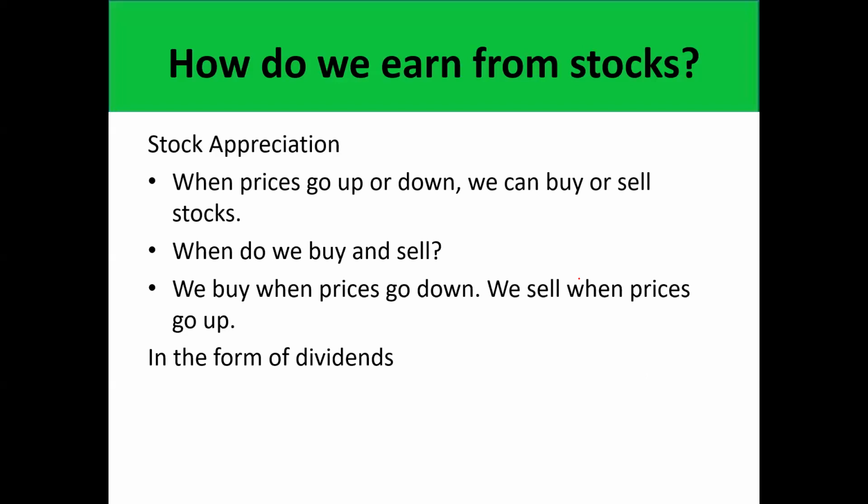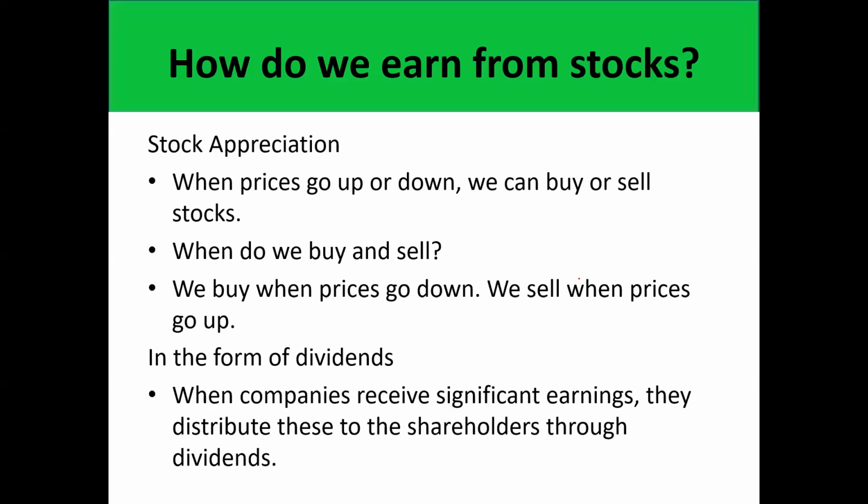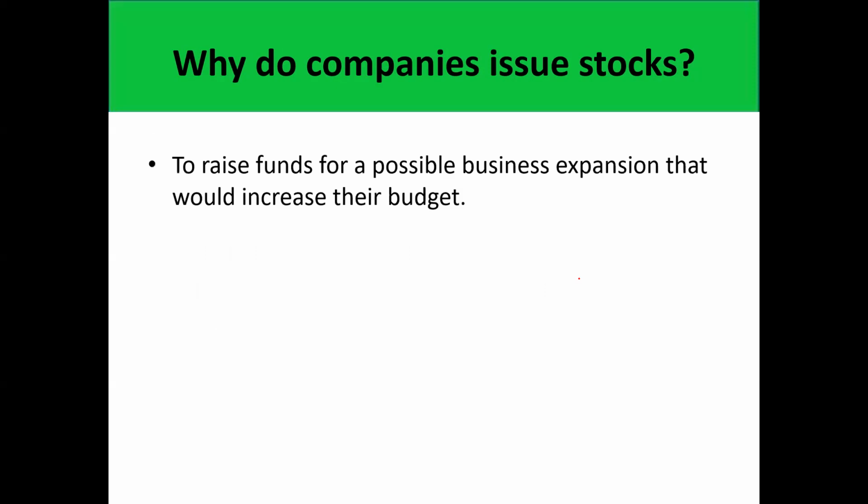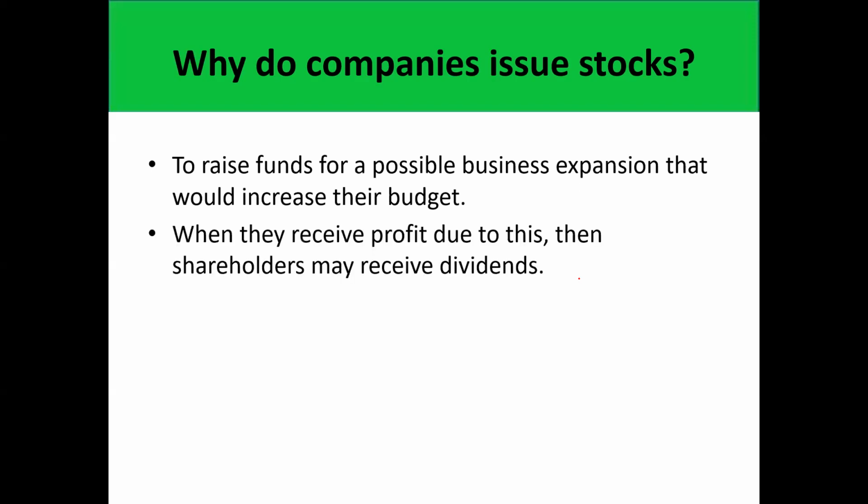Now, we can also earn from stocks in the form of dividends. If the company receives significant earnings, they distribute this to the shareholders through dividends. Now, why do companies issue stocks? Why do they sell shares of stocks? In order for them to raise funds for a possible business expansion. Business expansion would be an opportunity for them to increase their money, to increase profits, to increase their budget. So they need to raise funds in order to expand the business.